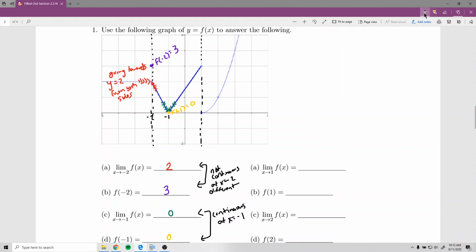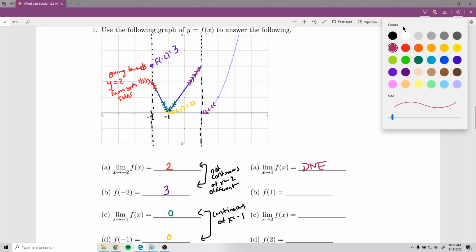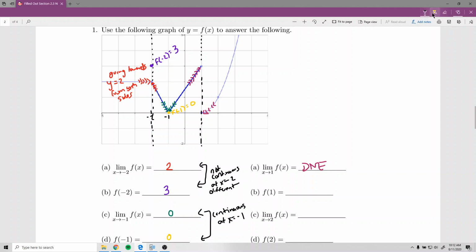Well, we've had plenty of practice now to know that this limit does not exist, because from the left we're going up to a y value of 3, and from the right we're going down to y equals 0. So this is DNE. And then what is the function value? This was a filled in circle here. So f of 1 equals 0.